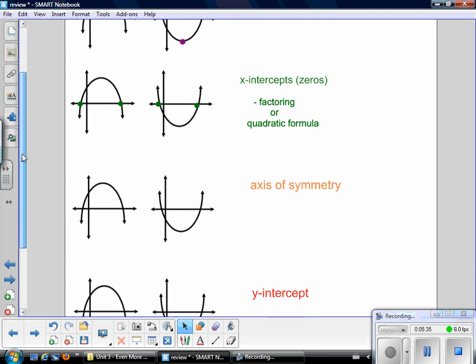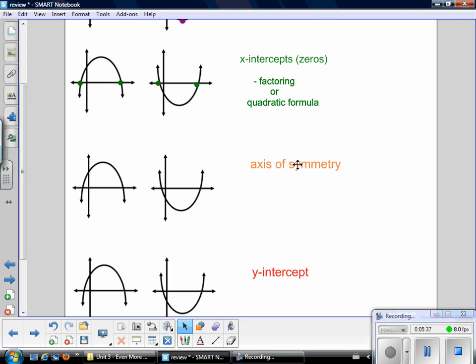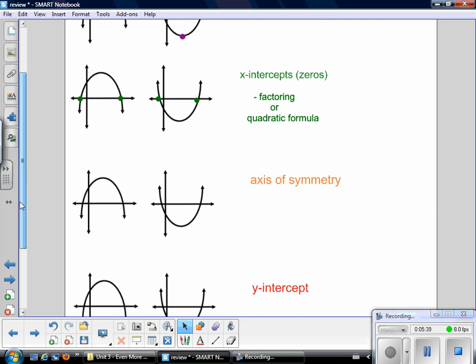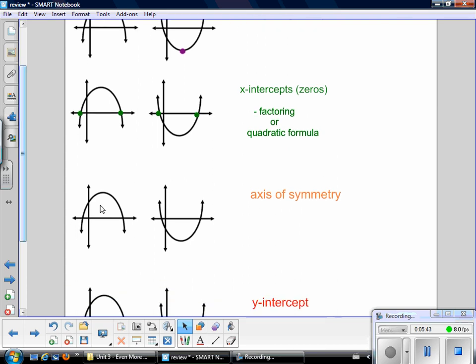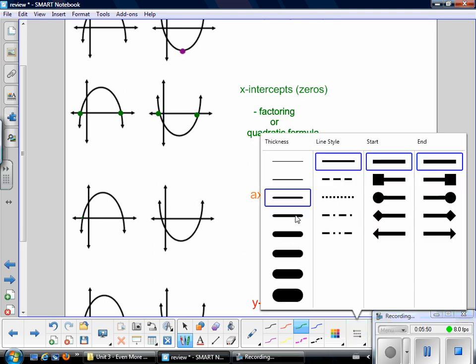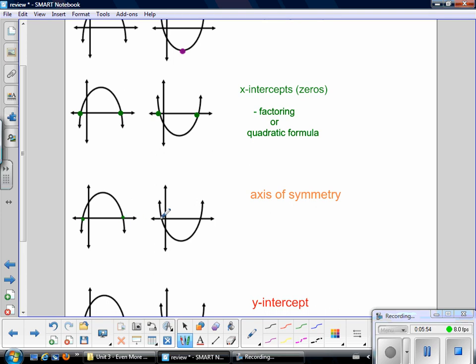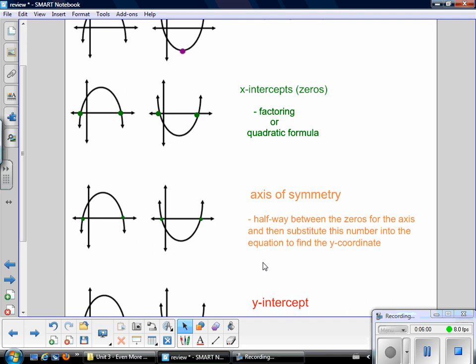The next thing that I'm concerned about is the axis of symmetry. Now, I can get the axis of symmetry if I know the vertex, but if I don't know the vertex, I can take these zeros and find it. The way we find it, and some of you maybe already remember, is it is halfway between the zeros. So that's how we get the axis of symmetry.